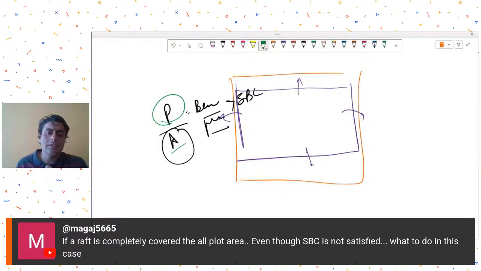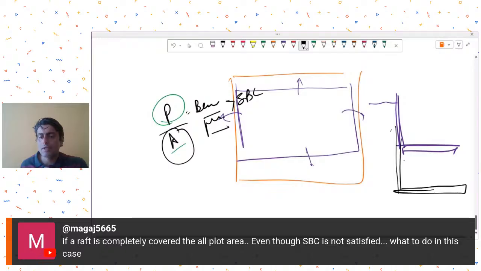In such cases, either you try to increase the depth of your raft. That means if you are taking your raft to a certain level, maybe you take it to a deeper level, because at a deeper level you may get increased SBC of the soil. That can be one of the options. If not, then the other option is that you may have to add piles. So adding piles remains a good option.